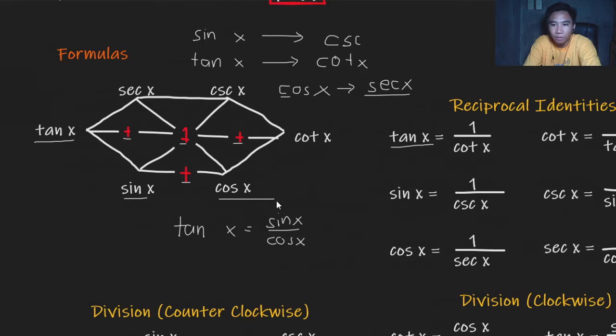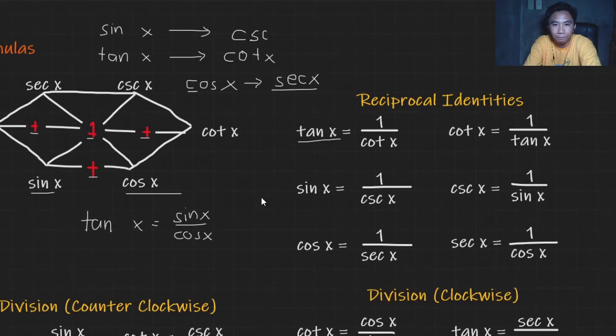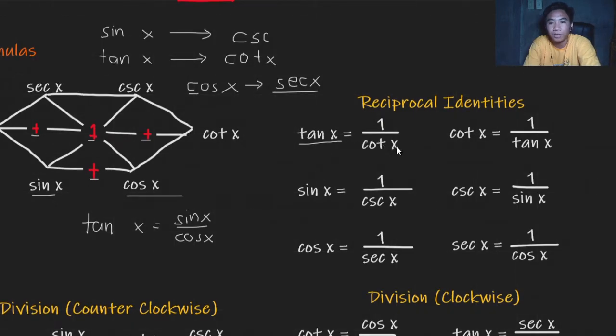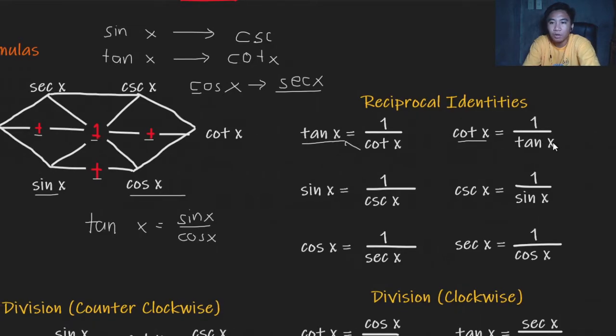Kaya meron tayong formula na ito, 6. So, si tangent x equal to 1 all over cotangent x. Sin x equal to 1 all over cosecant x. And then si cosine, kabaliktaran niya nga si secant. So, cosine x equals to 1 all over secant x. And then si cotangent x, kung mapapansin nyo, magkakabaliktad lang ito, dalawang to. So, si cotangent x equal to 1 all over tangent x. Same, cosecant x equals to 1 all over sin x. At si secant x is equal to 1 all over cosine x. So, may 6 na tayong alam.